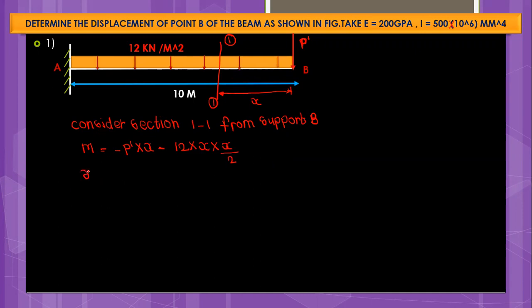Now let's calculate the partial derivative with respect to P prime. It will be minus X only, because in the second term there is no P prime, so it will be 0. So our partial derivative with respect to P prime is minus X.